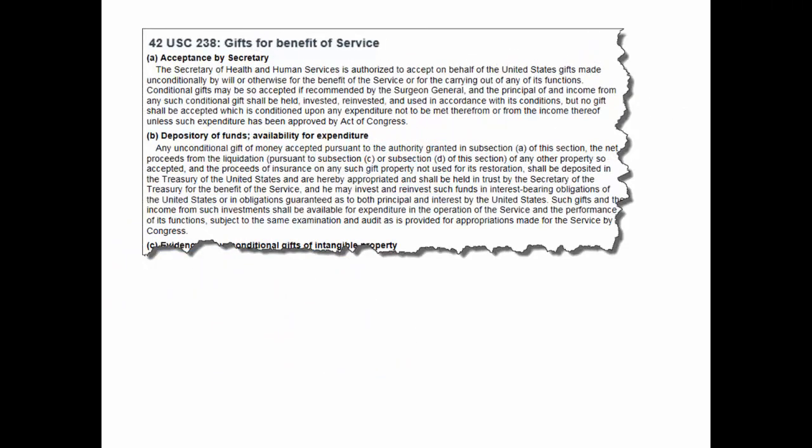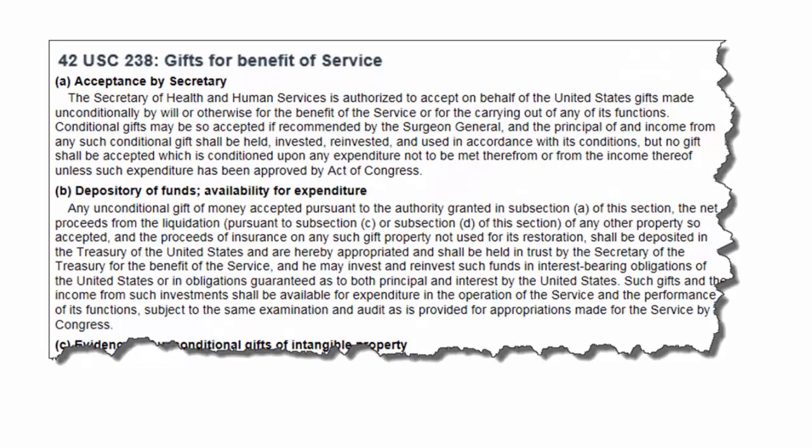The first sample is the gift fund authority for 12 of the 14 HHS gift funds. Note the language codified as part of the PHS Act at 42 U.S.C. 238 authorizes the Secretary to accept on behalf of the United States gifts for the benefit of the service. These gifts shall be deposited in the Treasury and are hereby appropriated and shall be held in trust by the Secretary. This gift fund authority establishes small trust funds which receive donations that can then be spent without further action from Congress.